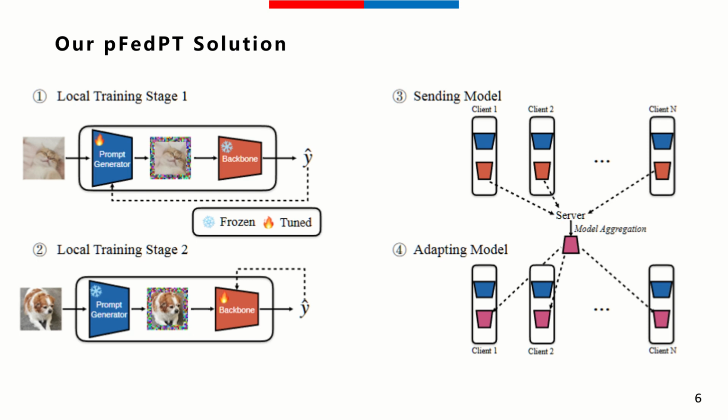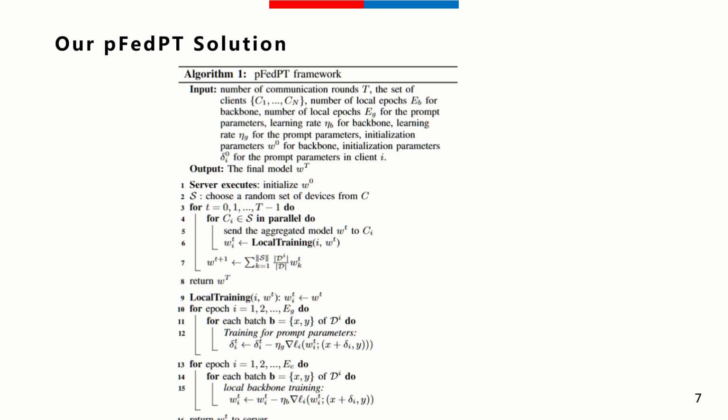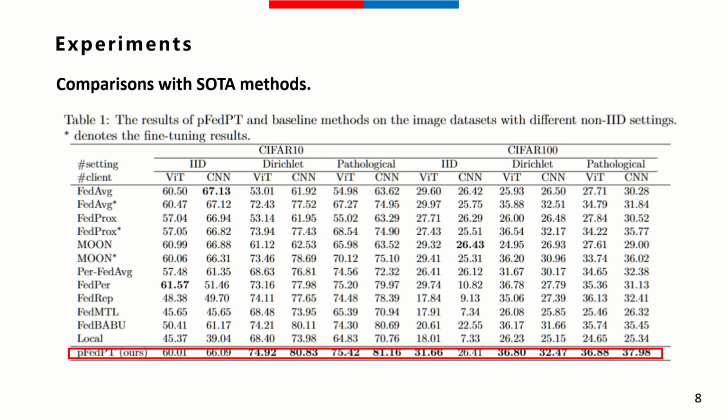Step 3. When the training process of all clients is completed, they send the trained backbone to the server, followed by the aggregation operation conducted by the server. Step 4. The aggregated backbone will be broadcast to every client to replace the old backbone stored locally. This part provides a more detailed explanation of the training process of our algorithm. There are some experimental results.